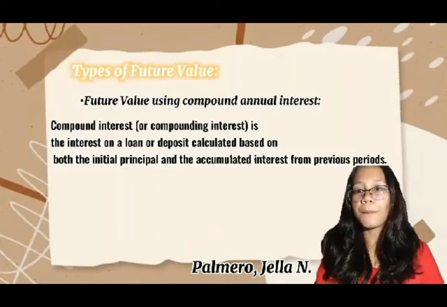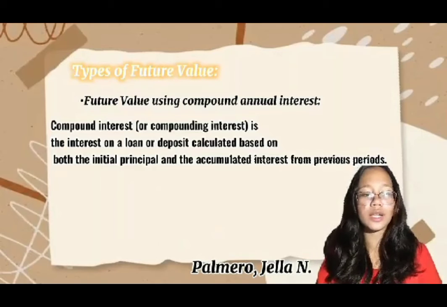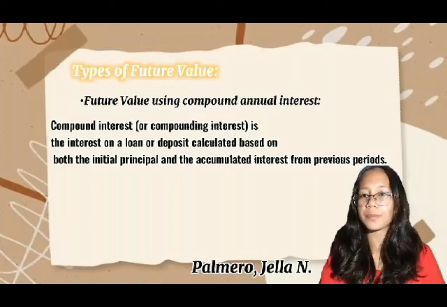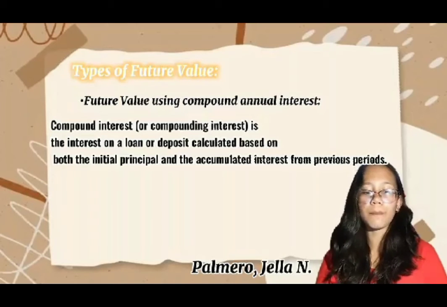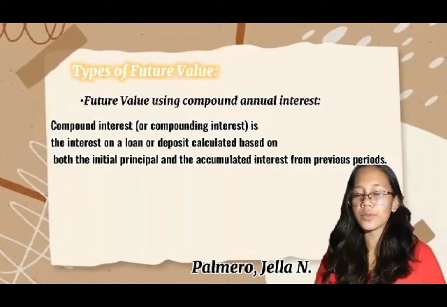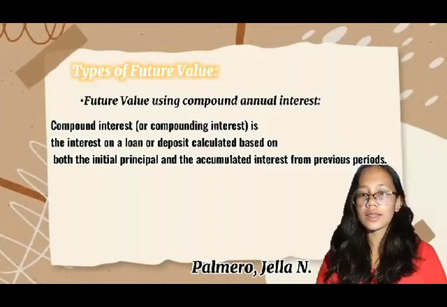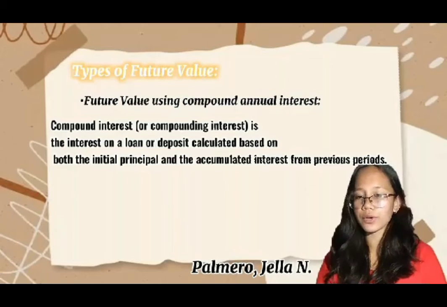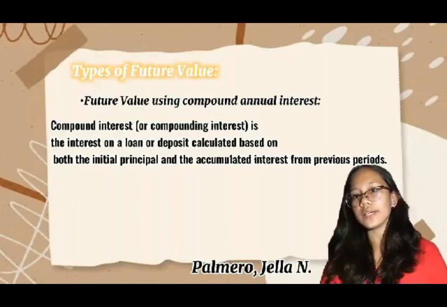Compound interest, or compounding interest, is the interest on a loan or deposit calculated based on both the initial principal and the accumulated interest from previous periods. The rate at which compound interest occurs depends on the frequency of compounding, such that the higher the number of compounding periods, the greater the compound interest.